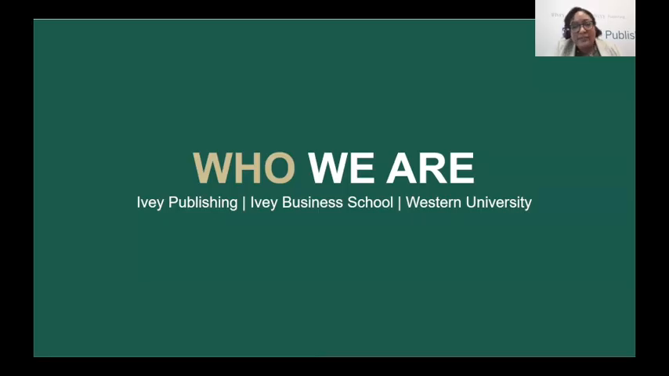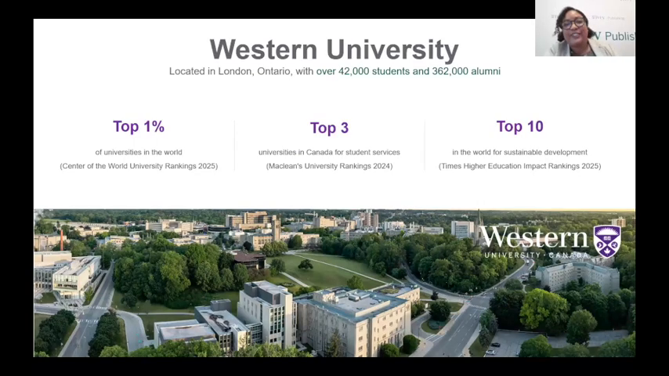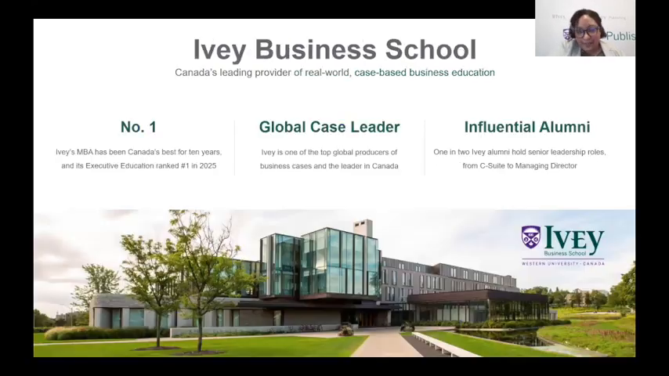For those who may not know us very well, Ivy Publishing is part of Ivy Business School at Western University. Western University is located in London, Ontario, the little London here in Canada, with over 40,000 students. It's top 1% in the world, and a university that we're very proud to be part of here in Southwestern Ontario. Beautiful campus. And on that campus, we have Ivy Business School, number one in terms of MBA here in Canada, for a number of years, I must say, and a global case leader. And we're very proud of that at Ivy Publishing, to be leading that.